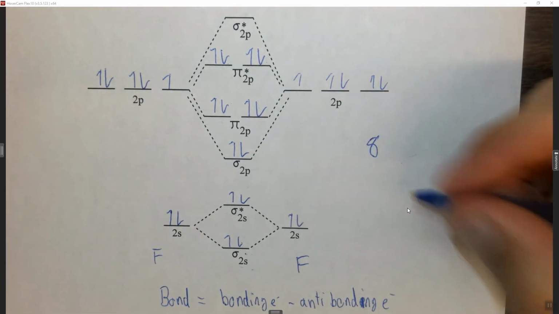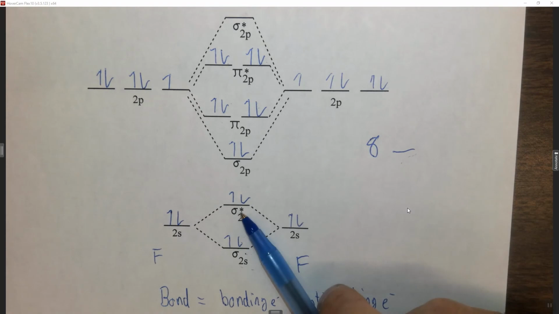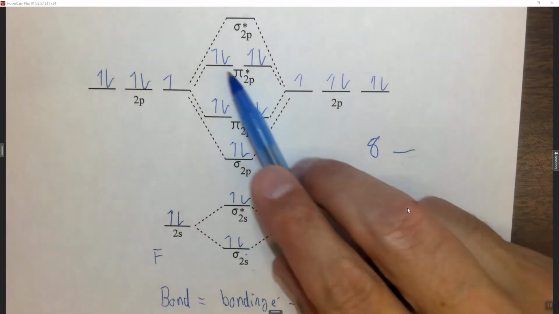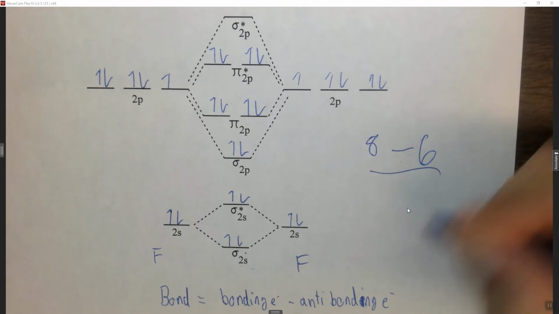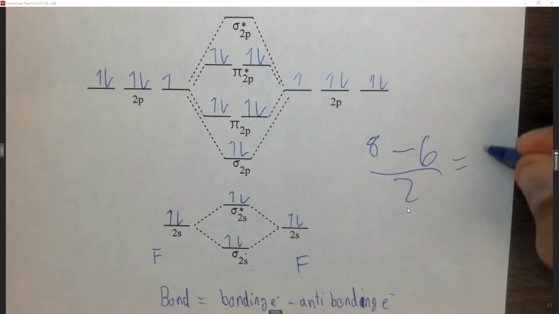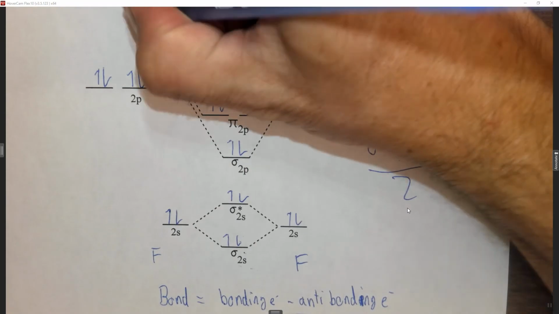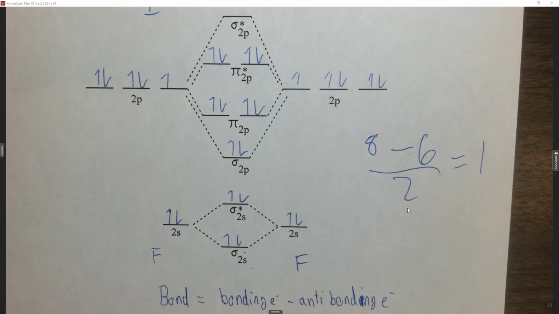I'm going to write up here so you can see it. Anti-bonding electrons are the ones with the stars. 2, 4, 6. Divided by 2 is equal to 1. So the bond order is 1. In the previous example, we had nitrogen, which does have a triple bond. In this case, we have diatomic fluorine, which does have a single bond.